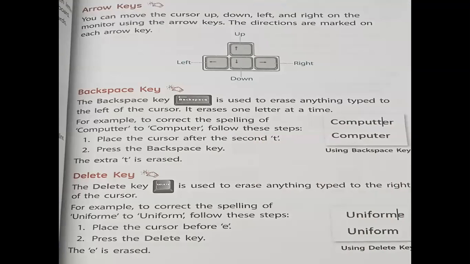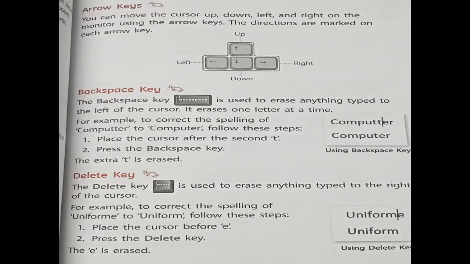You can move the cursor up, down, left and right on the monitor using the arrow keys. The directions are marked on each arrow key: up, down, left, right. Backspace key. The backspace key is used to erase anything typed to the left of the cursor. It erases one letter at a time.